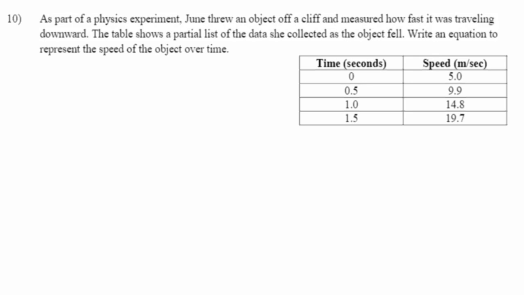So now going to our next objective, we've got some situational pieces. It says, as part of a physics experiment, June threw an object off a cliff and measured how fast it was traveling downward. The table shows a partial list of the data she collected as it fell. We want to write an equation to represent the speed of the object over time. So again, that's our clue as to how we're writing the equation.